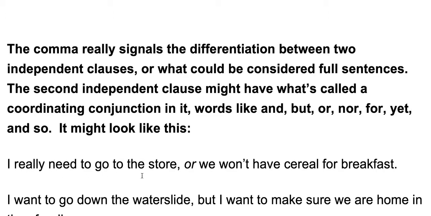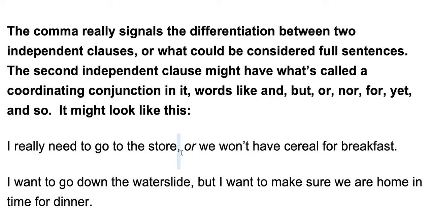It might look something like this. I really need to go to the store, or we won't have cereal for breakfast. So there's my coordinating conjunction. And notice these are two independent sentences. I really need to go to the store. We won't have cereal for breakfast. Each of those could stand on their own, but there's what's called a coordinating conjunction here that really helps the sentence to be joined together.